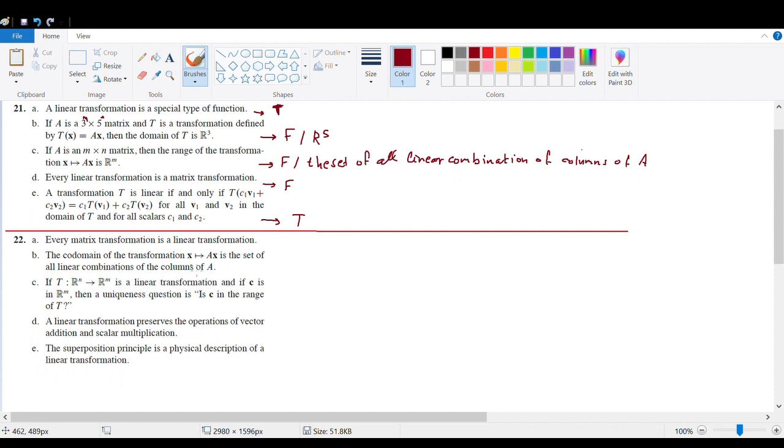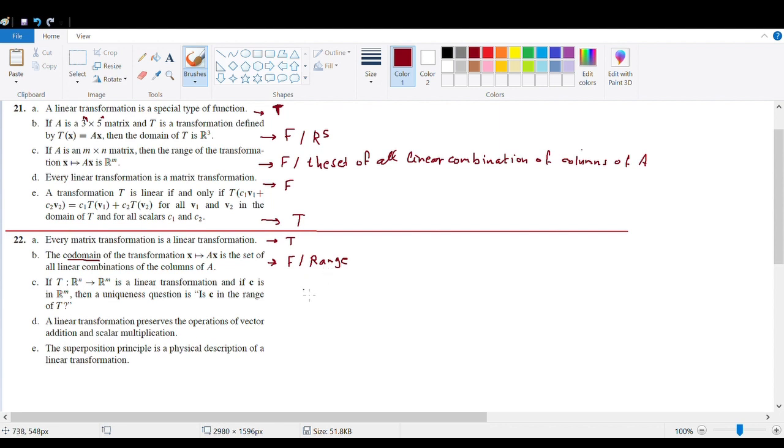So now 22: every matrix transformation is a linear transformation. We said this one is true. B: the codomain of the transformation x to Ax is the set of all linear combinations of the columns of A. We said this one is not the codomain, because the codomain is Rm. So this one is false. This is not the codomain, it is the range.